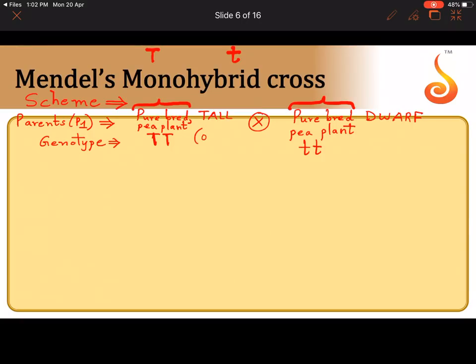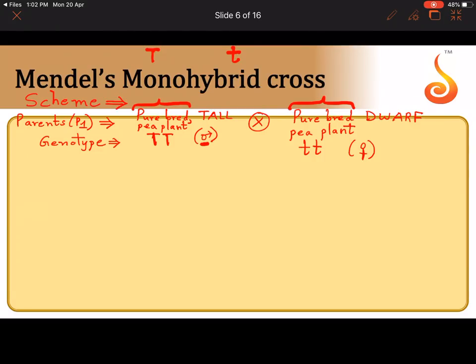Imagine this is the male plant. So let me put a male sign in bracket, and this is the female plant. He cross-pollinated them. Normally pea plants undergo self-pollination, but he cross-pollinated them. So if this is the male plant, he would be interested in collecting the pollen from this plant.